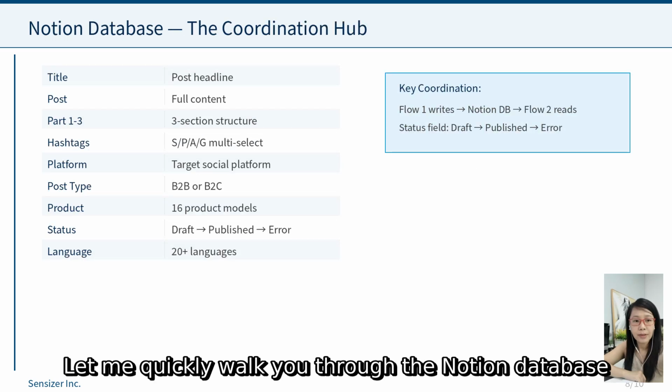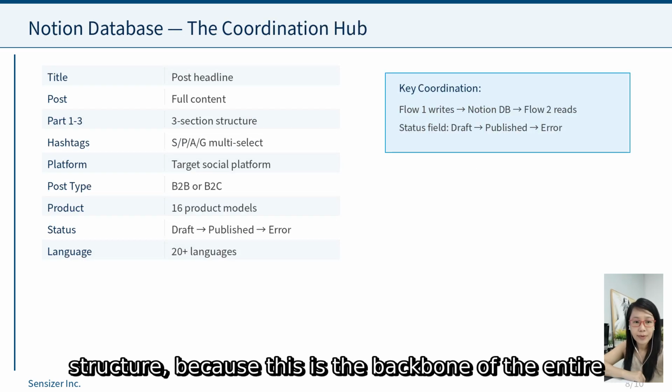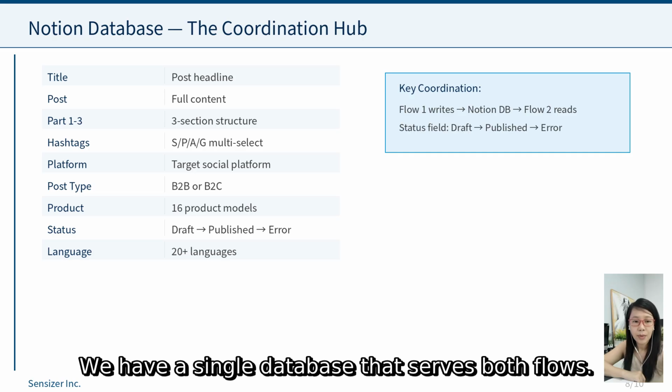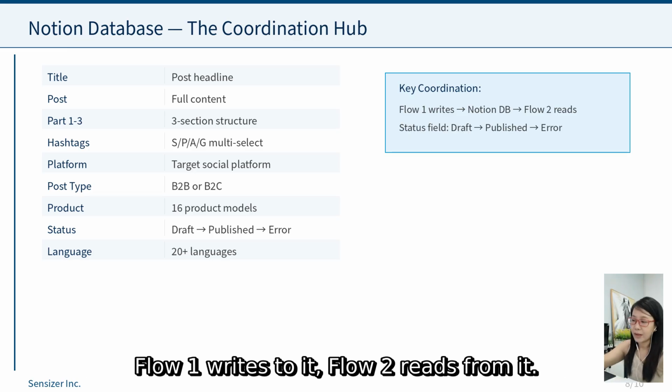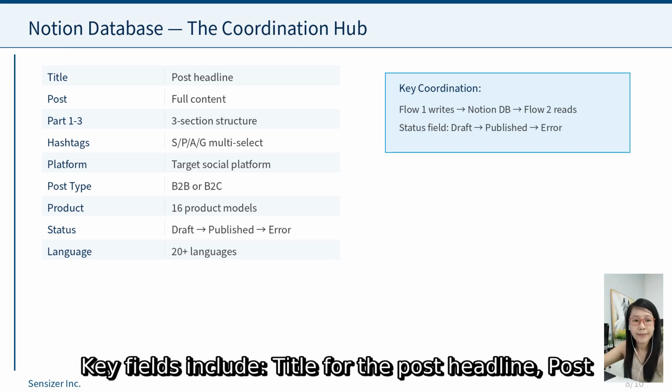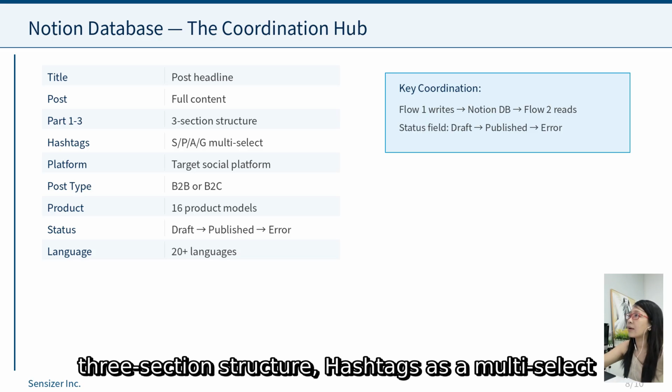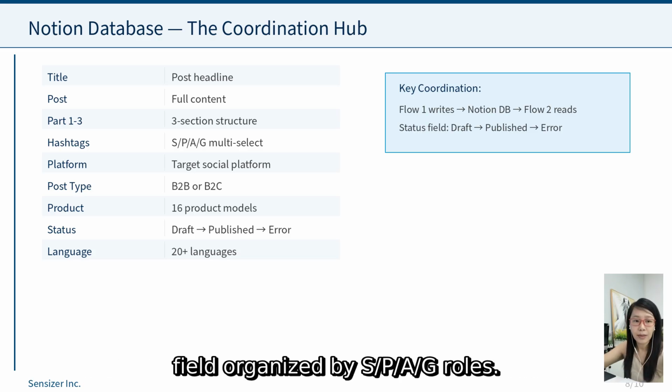Let me quickly walk you through the Notion database structure, because this is the backbone of the entire system. We have a single database that serves both flows. Flow 1 writes to it, Flow 2 reads from it. Key fields include title for the post headline, post for the full content, Part 1 through Part 3 for the 3-section structure, hashtags as a multi-select field organized by S/P/A/G roles.